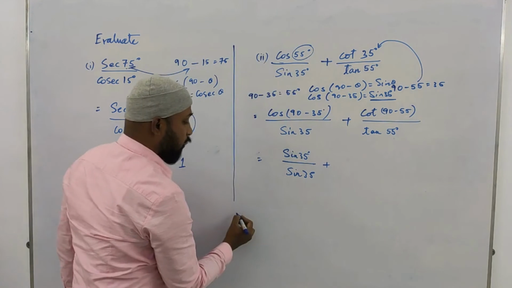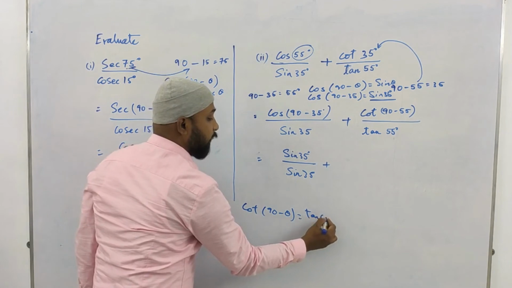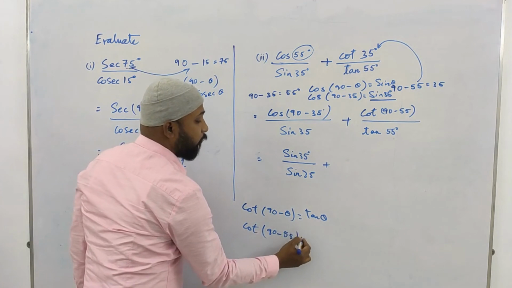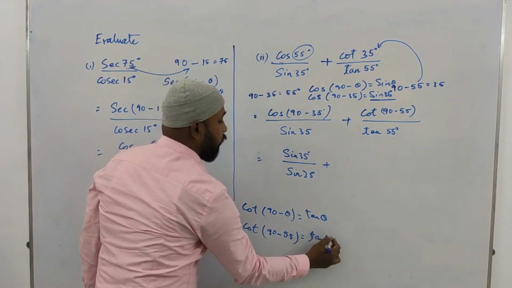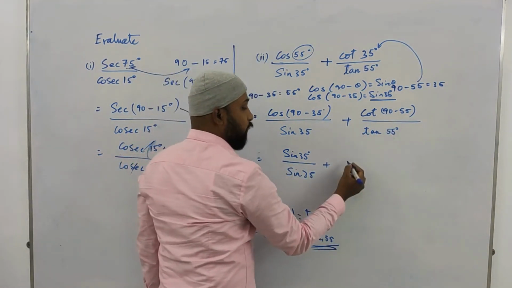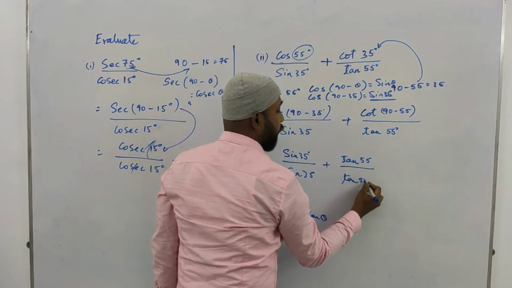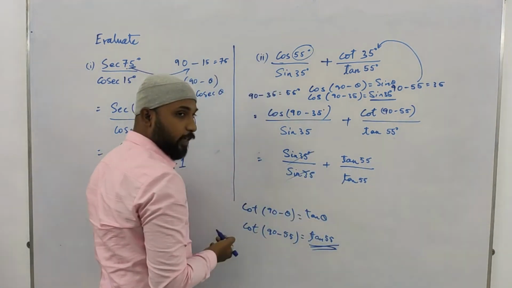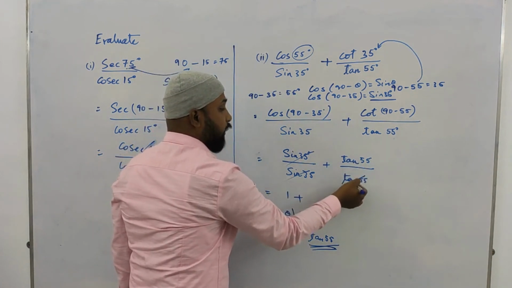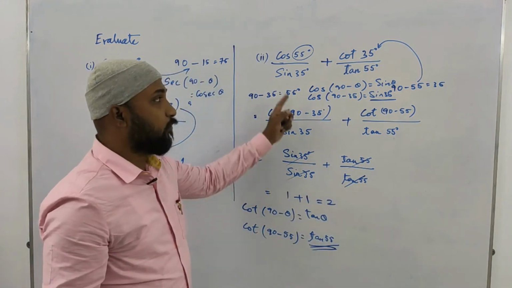We know the formula as cot (90 minus theta) is equal to tan theta. So cot (90 minus 55) will be equal to what? Tan 55. So in place of this cot (90 minus 55), we will write this tan 55. When we write, what do we get? This tan 55 by tan 55. So what we will have? Sin 35 will get cancelled, and we will have 1 plus, similarly tan 55 will get cancelled, and we will have 1. So 1 plus 1 is how much? 2. So by evaluation we got the value of this as 2.